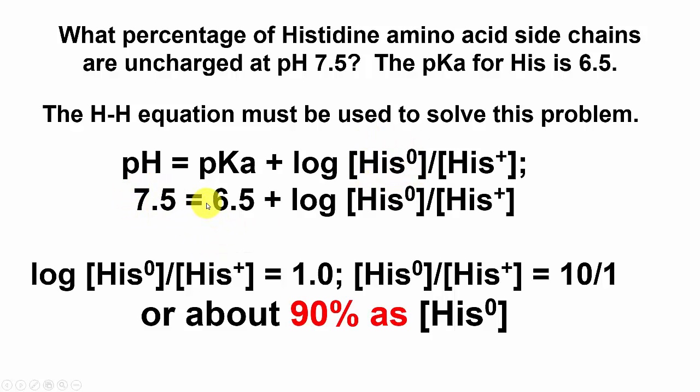So pH 7.5 equals 6.5 plus the log of His 0 over His plus. So the log of His 0 over His plus equals 1. His 0 over His plus is 10 to 1. The antilog of 1 is 10 to 1, or about 90% is His 0 at pH 7.5, so it's 1 pH unit above the pKa. You'd expect it to be almost fully unprotonated, and it is 90% unprotonated, as you would expect. So you can logically think this out as well as calculate it.